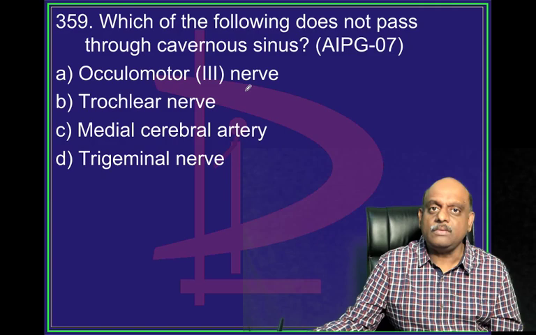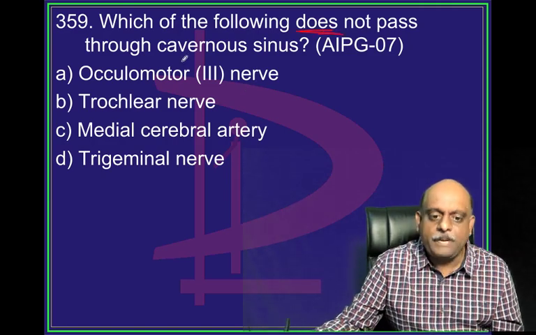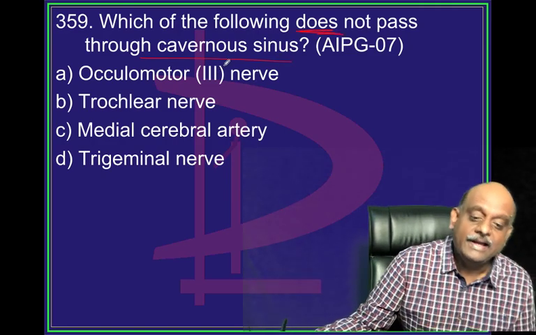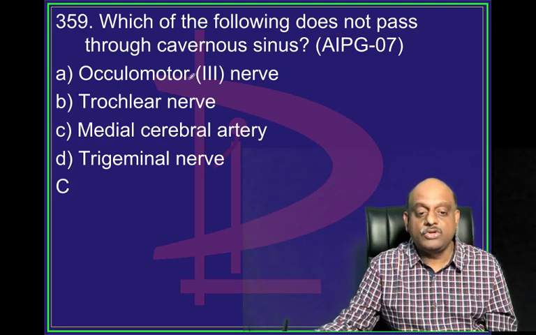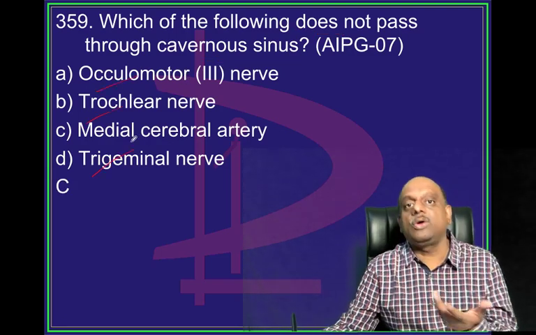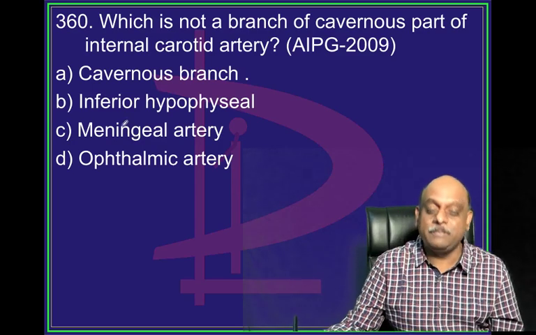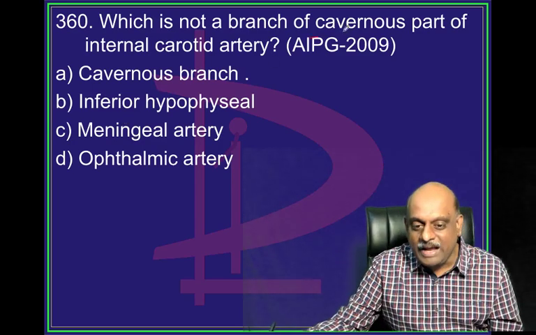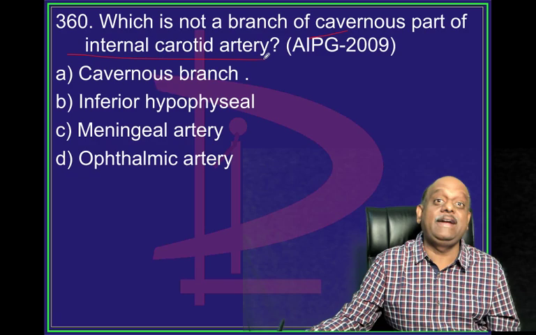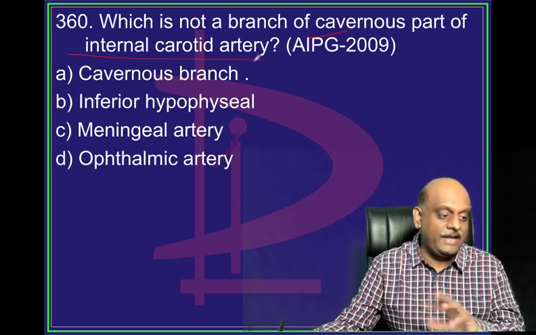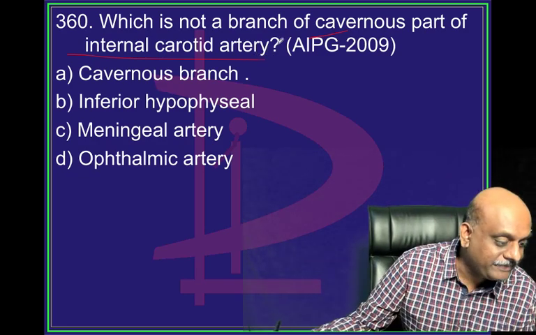Now, which structure does not pass through the cavernous sinus is the examiner's question. So you should remember oculomotor, trochlear, trigeminal, all of them pass. Why will the middle cerebral artery pass? Which is not a branch of the cavernous part of the internal carotid artery. This is a very good question, right?